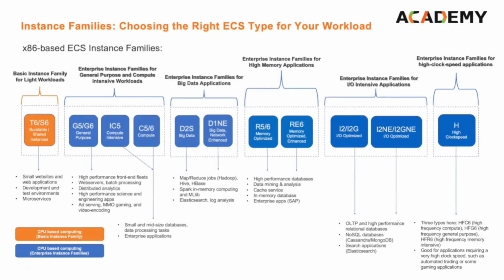And then the enterprise instance families for high clock speed applications, we have the category of H, that is high clock speed. Three types of instances are here. We have HFC6 high frequency compute, high frequency general purpose, that is HFG6, and HFR6, that is high frequency memory intensive, good for applications requiring a very high clock speed such as automated trading or some gaming applications.